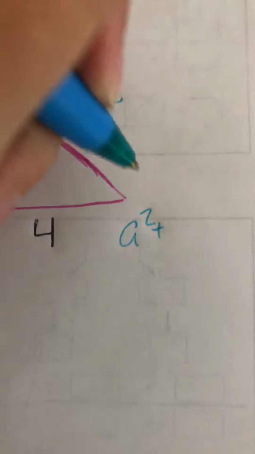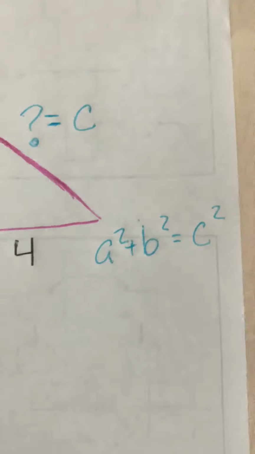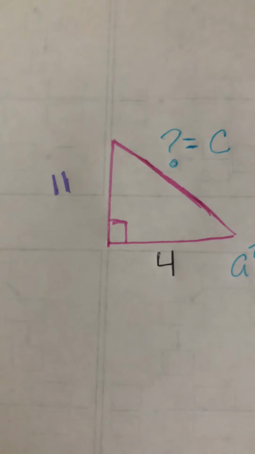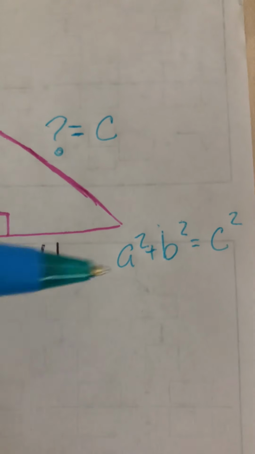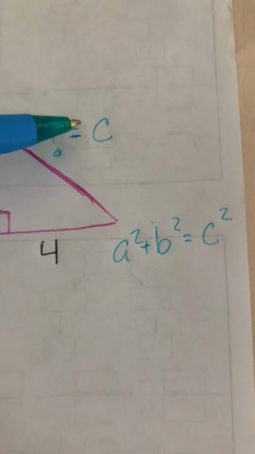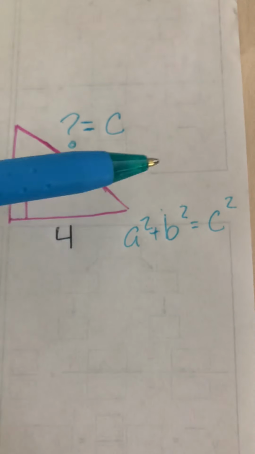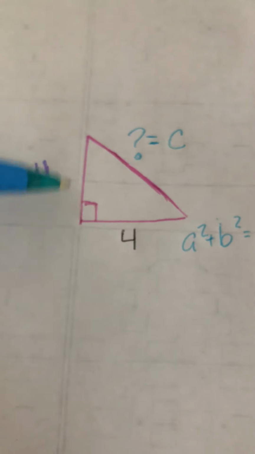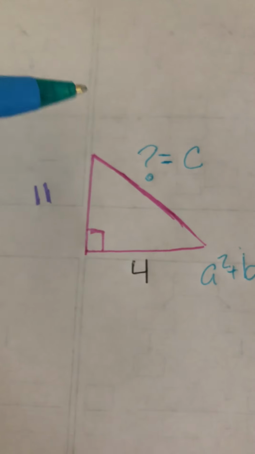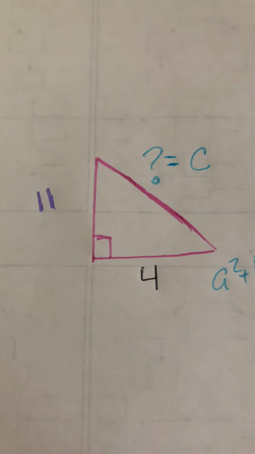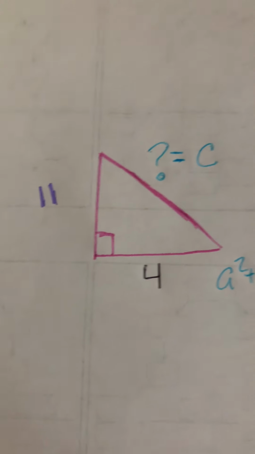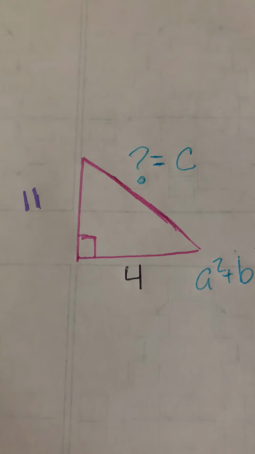Remember, the Pythagorean theorem is a squared plus b squared equals c squared. So we need to figure out what our A and B values are in order to figure out what C is. So what is A, what is B? They're both legs, which means the straight, not diagonal, sides of the triangle.